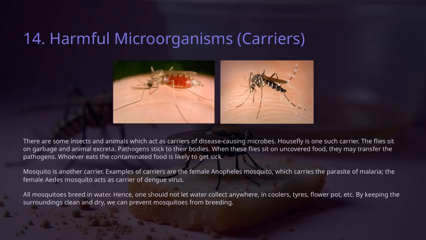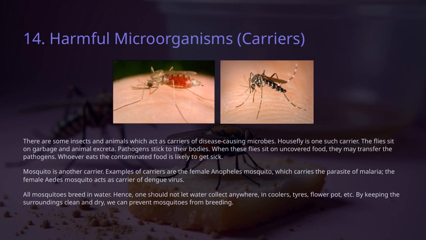Another important carrier is the mosquito. Specifically, the female Anopheles mosquito is known to carry the parasite that causes malaria, while the female Aedes mosquito is a carrier of the dengue virus. Both of these mosquitoes breed in water, which makes water collection a major concern.